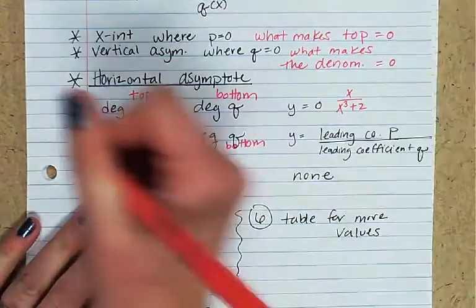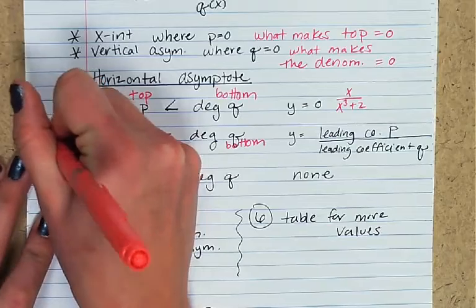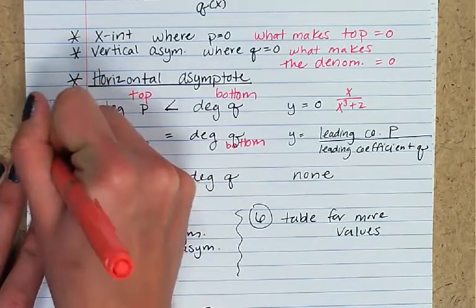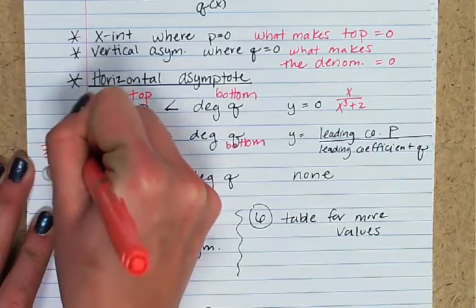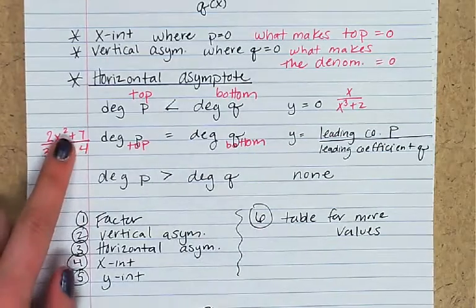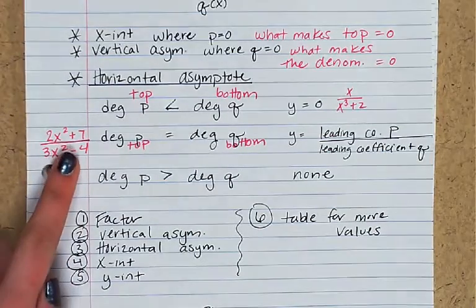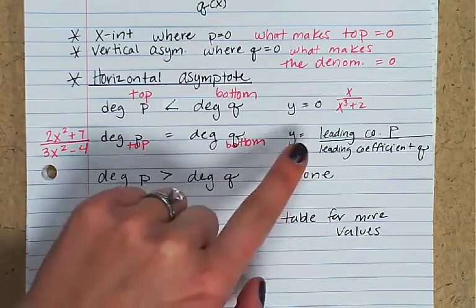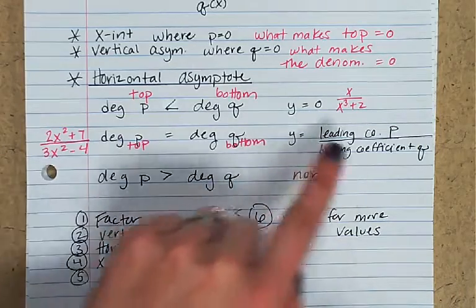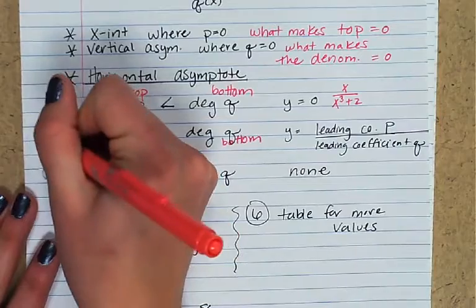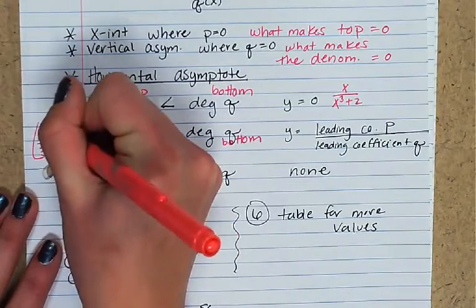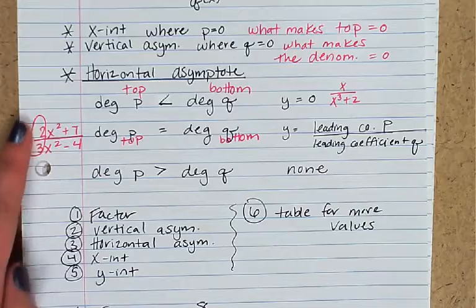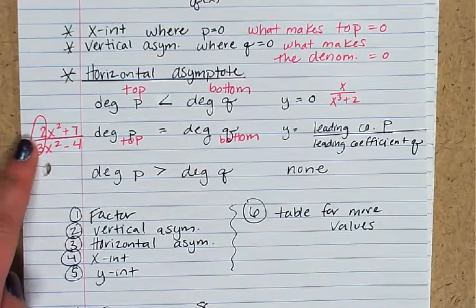This one here, let's say we had 2x squared plus 7 over 3x squared minus 4. So degree is 2, degree is 2. So they equal each other. So then what happens here, your horizontal asymptote, like I said, leading coefficient is just the number in front. Your horizontal asymptote here would be 2/3. So if the degrees are the same, you just use the numbers in front to help you figure out what your horizontal asymptote is.